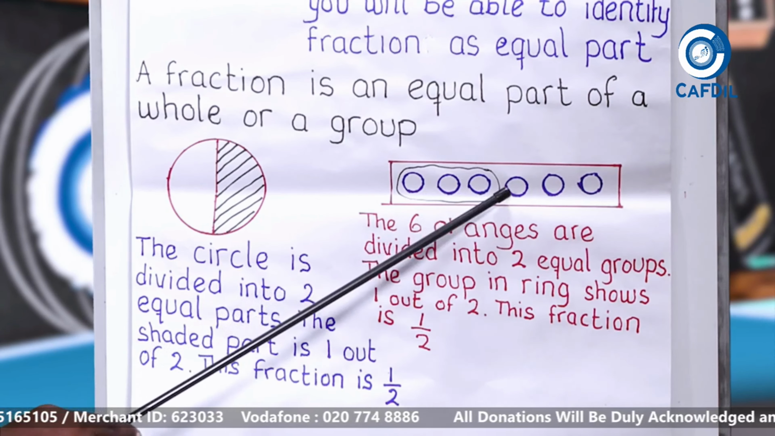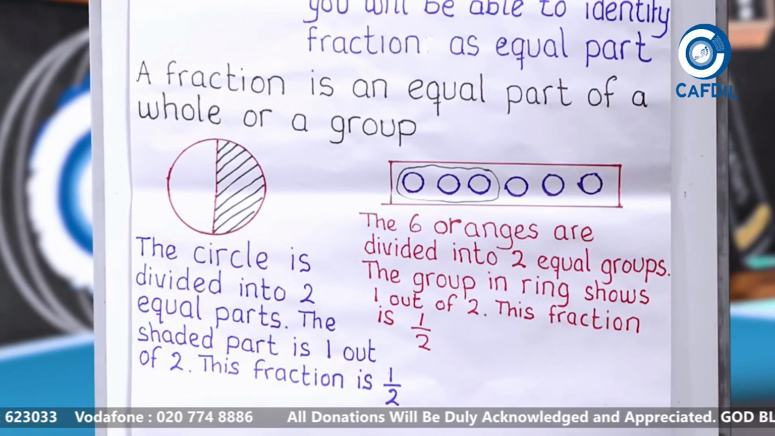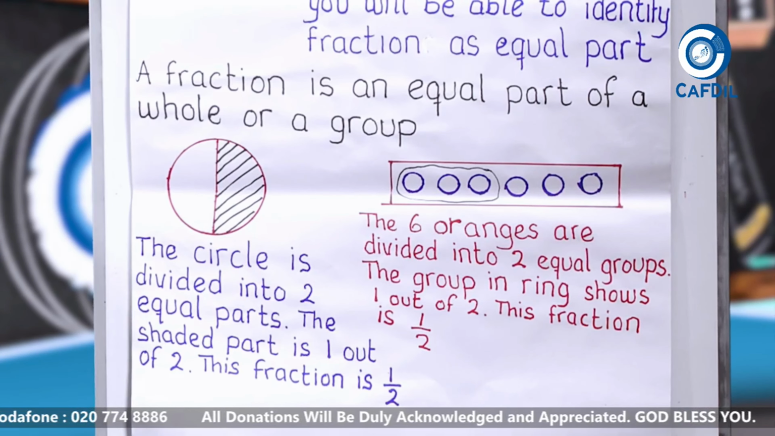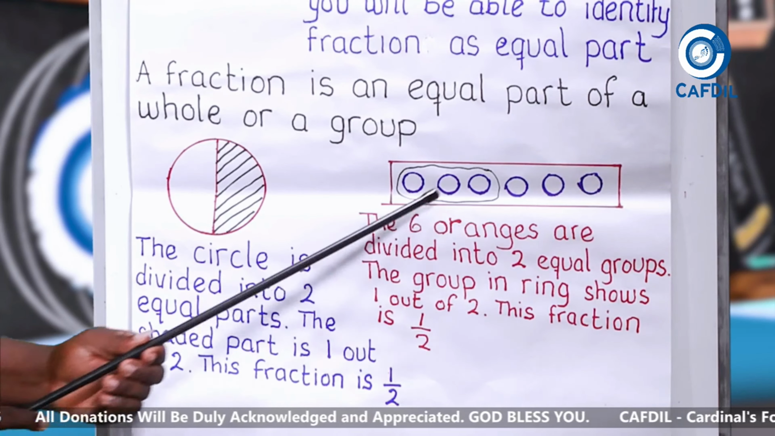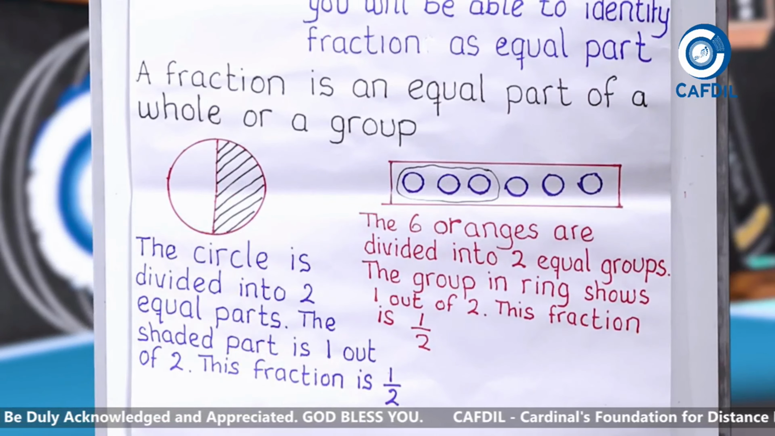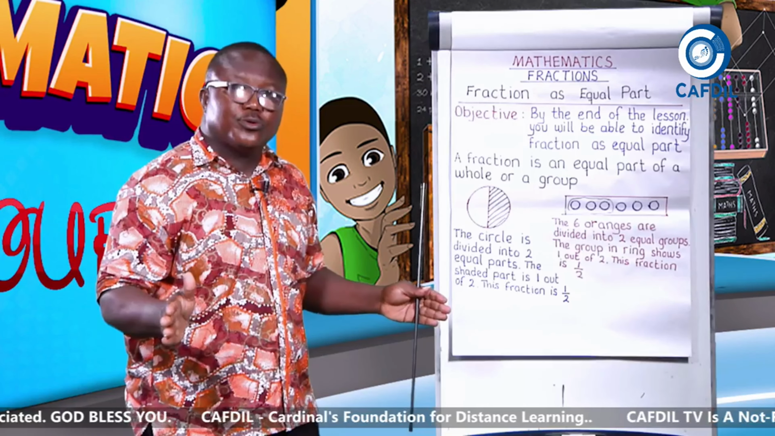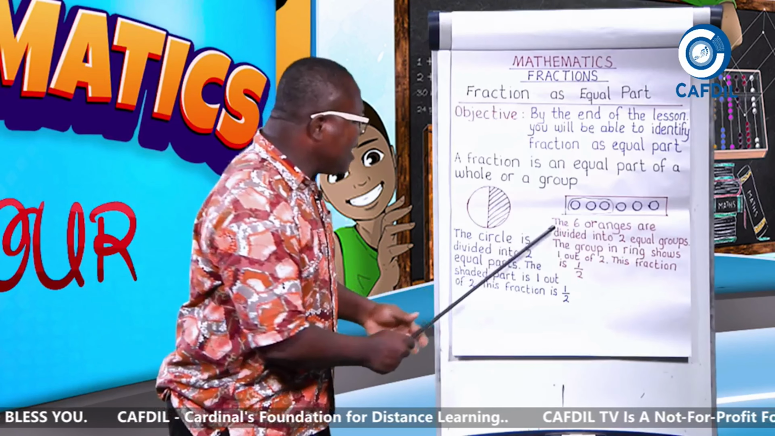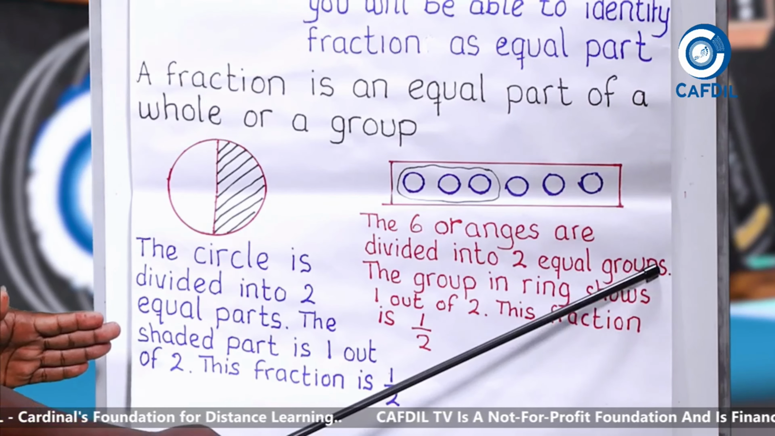And then the second group too, how many are there? 1, 2, 3. So you've seen that 6 oranges. So it has been grouped 3, 3. We have 3 here, and then we have the other 3 here. So it means that the oranges have been grouped into 2 equally. So here we say the 6 oranges are divided into 2 equal groups.